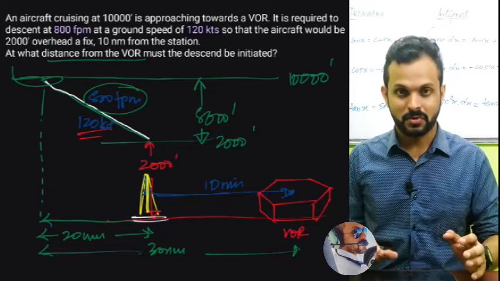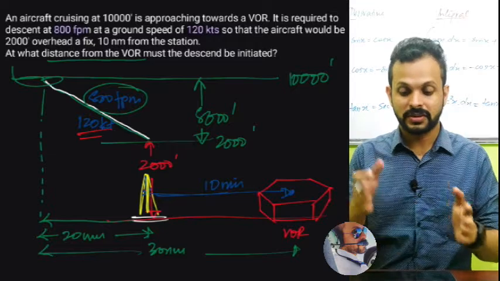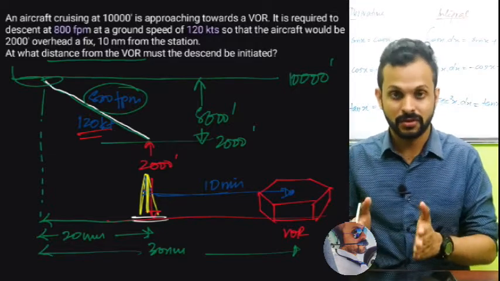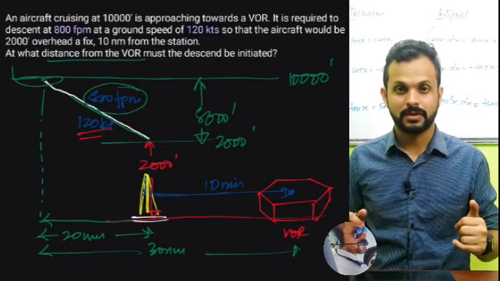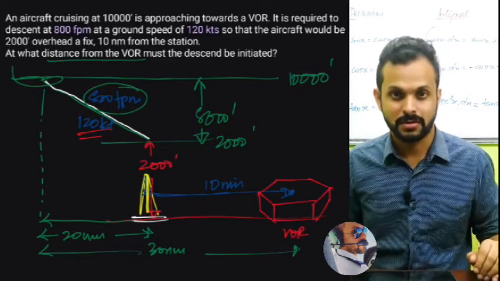So go through this question once again. So you have 20 nautical miles from the fix. The fix is already 10 nautical miles from the VOR, which means you need to start a descent 30 nautical miles from the VOR. Perfect.